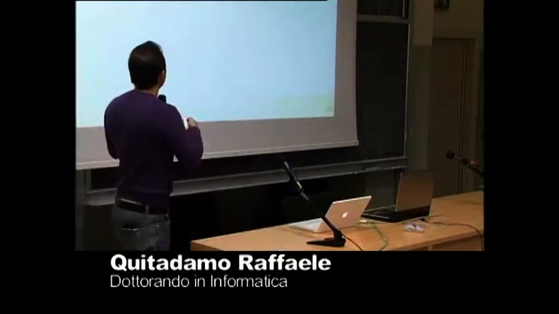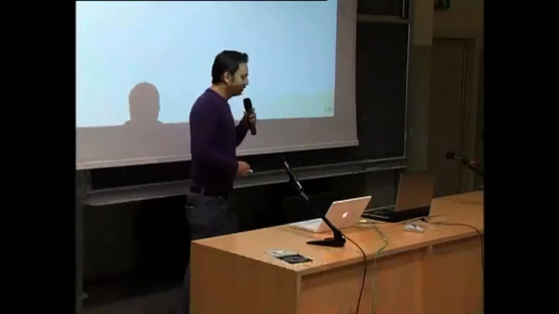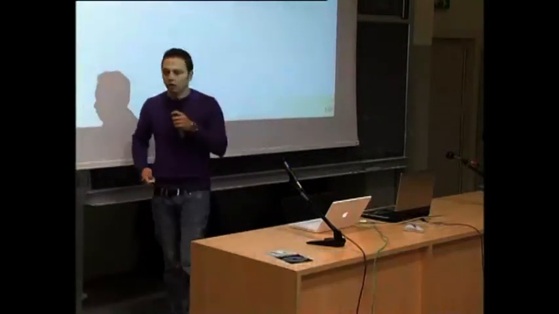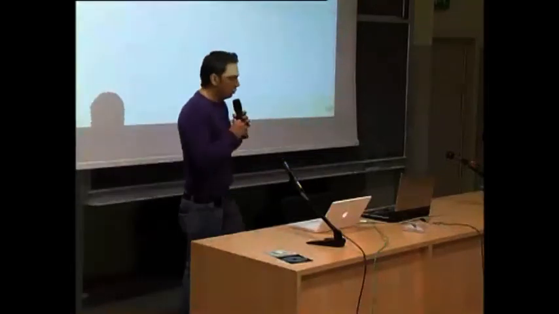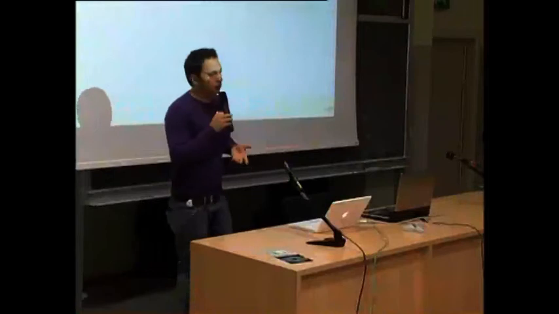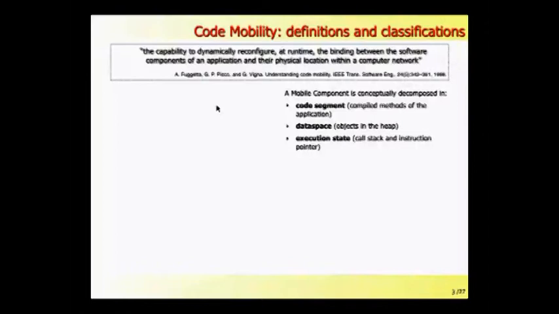A mobile component is made up of code segment, data space, which is the objects in the heap, and an execution state. Of course, the code segment is very movable because the byte code has been designed to be movable in the Java virtual machine. The data space is movable as well because it has been designed through the serialization protocol so that it can be moved from one JVM to another using a standard protocol.